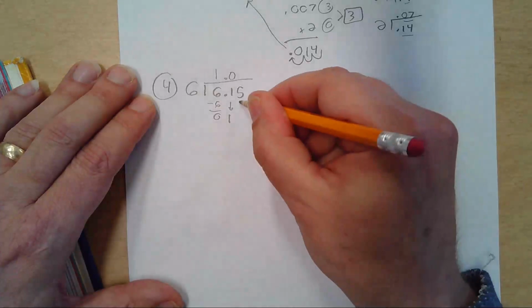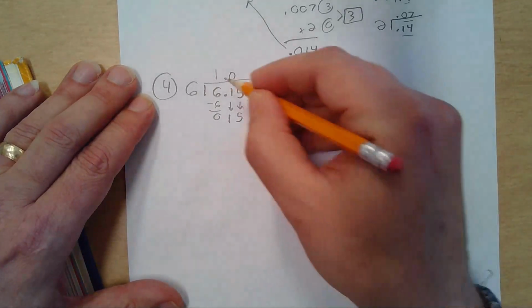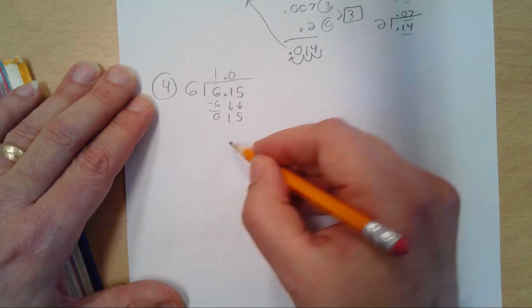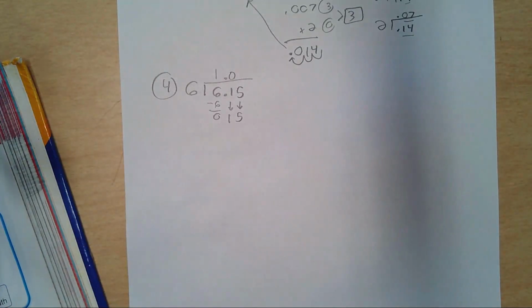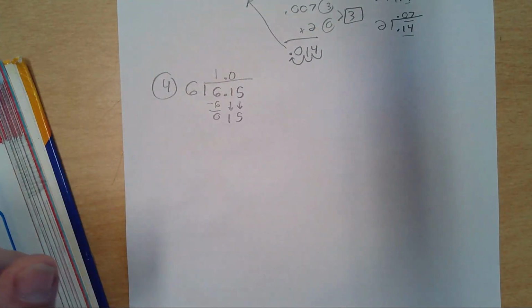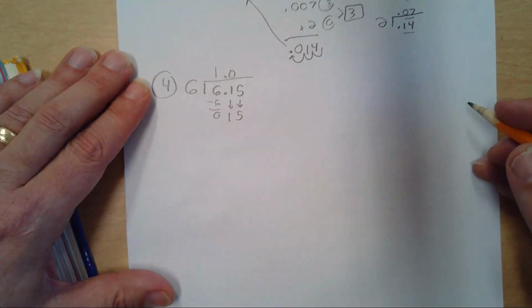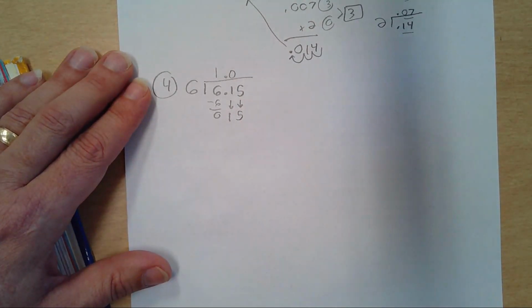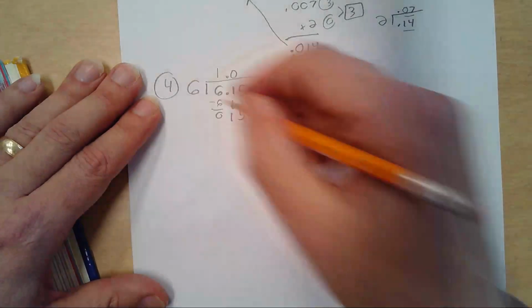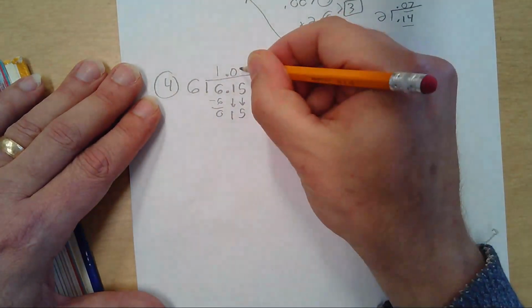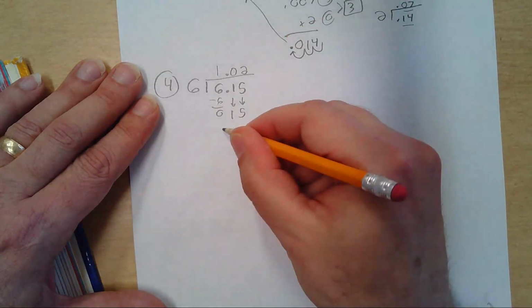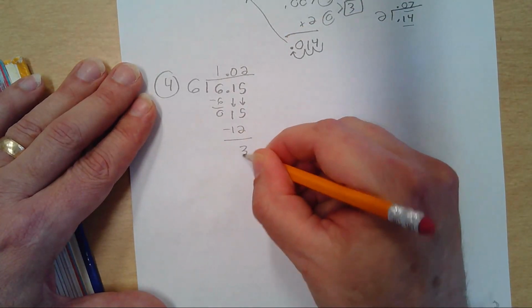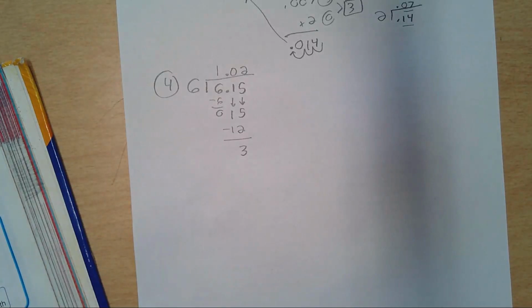And then the next thing I'd want to do is just drop the 5, or you can do 0 times 6 is 0, 1 minus 0 is 1. If you want to do that step, that's fine. Or you can just move right to dropping the 5, whatever you want to do. 6 goes into 15 2 times. Now, when I subtract, what happened here?